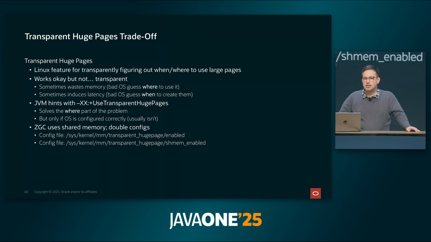If you supply the use transparent huge pages JVM option, then the JVM will tell the OS with a hint, please use large pages here and here. And that's good, but it only works if the configuration of the Linux kernel is correct. And unfortunately, by default, it tends not to be. And this problem is even worse for ZGC because it's using shared memory instead of anonymous memory. And if you want to know more about how to configure this, I think you should watch Stefan Johansson's presentation from FOSDEM. It was also about what we're doing to improve the usability of ZGC.